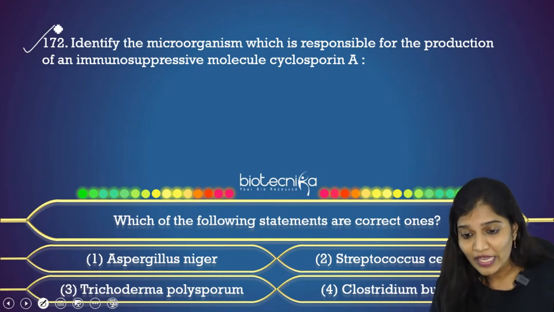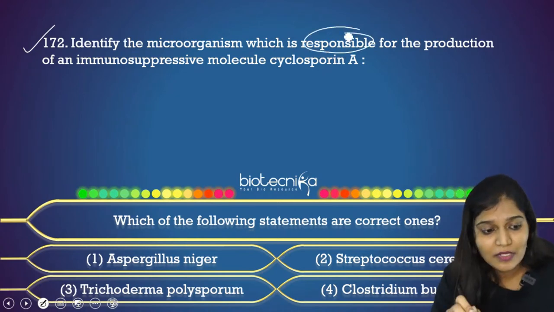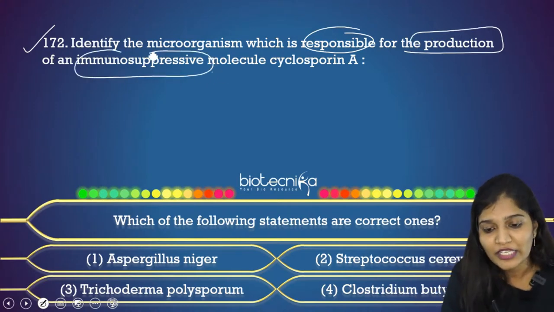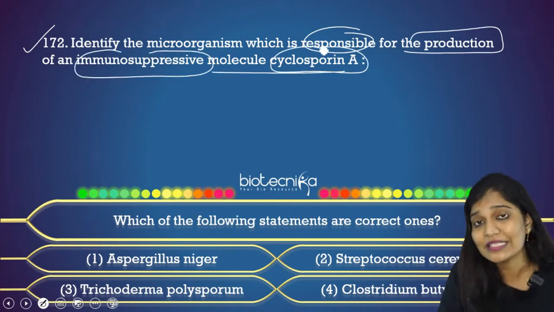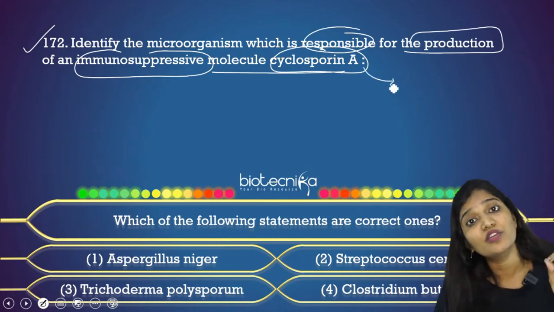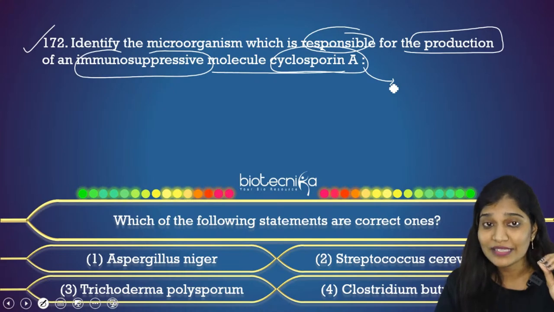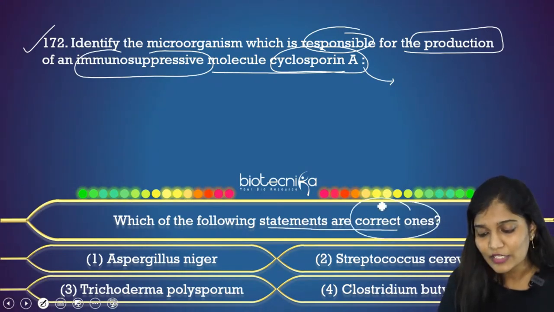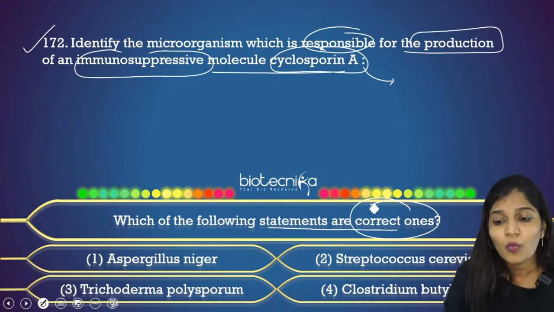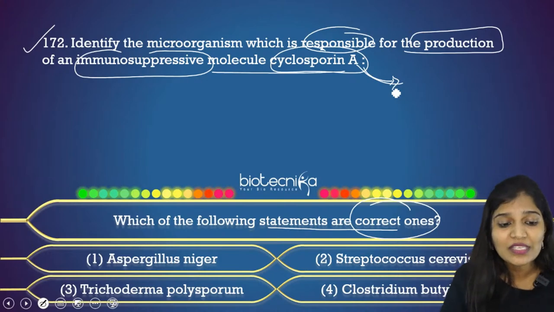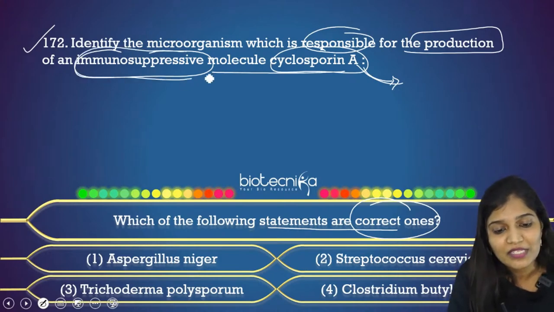The next question is 172. Identify the microorganism which is responsible for the production of immunosuppressive molecules, cyclosporin being given. So understand the question. This is a question from Microbes and Human Welfare. You always get direct questions, and the same has come over here. So we have to find out which microorganism is responsible for producing this immunosuppressive agent.